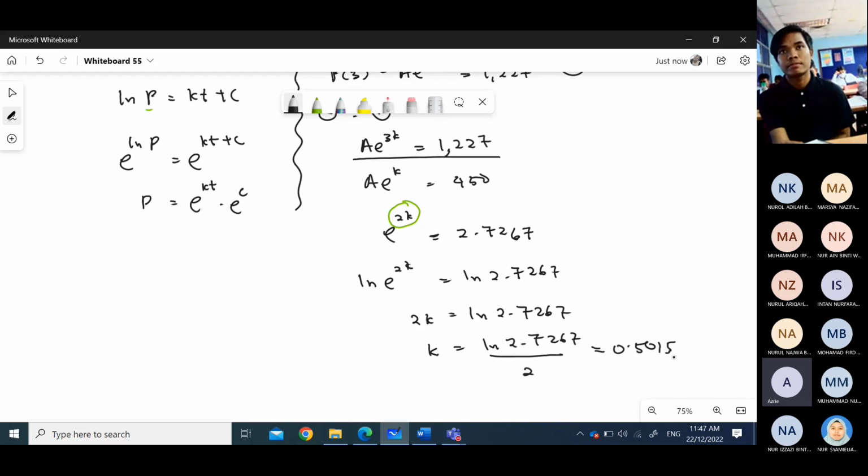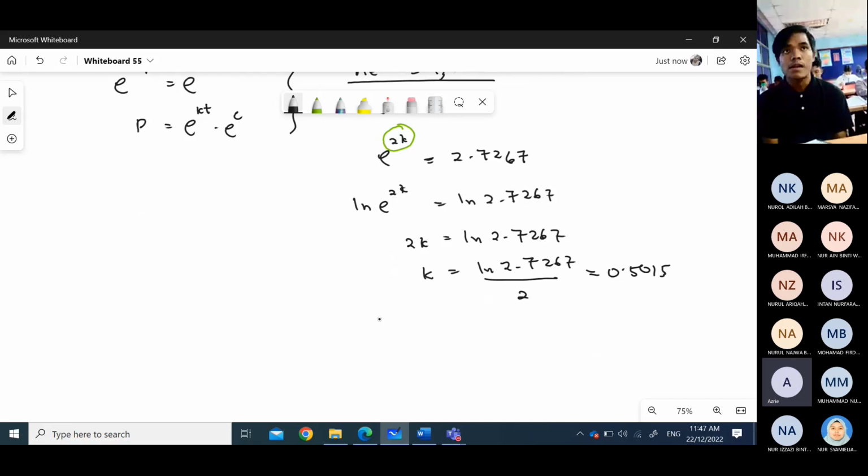Biasa kita ambil 4 decimal places. Unless kalau soalan minta 3 decimal, then you need to give 3 decimal places. Okay, so hence we can say that P of T is equivalent with A exponent 0.5015 T.